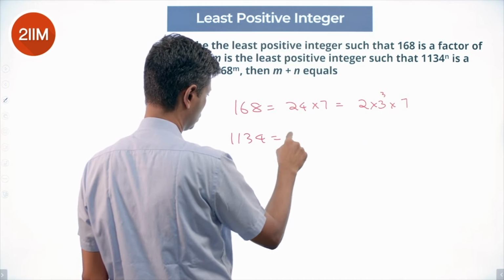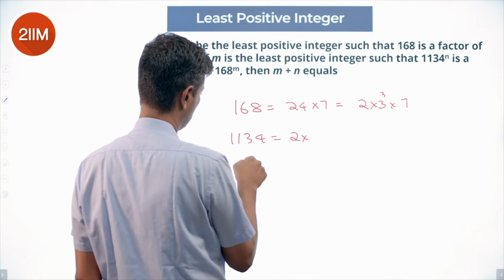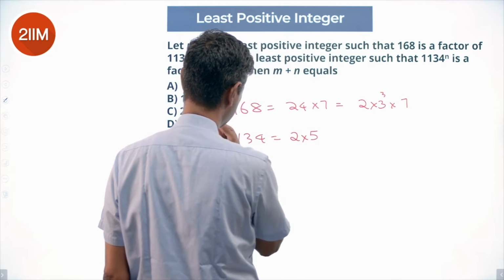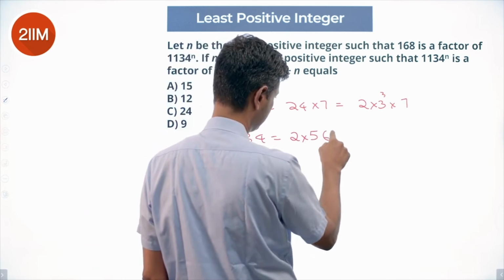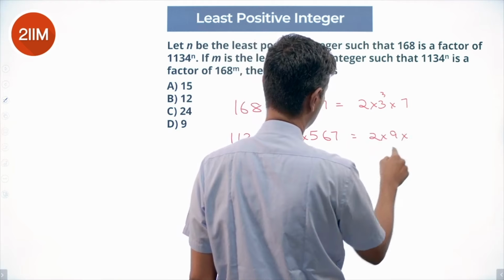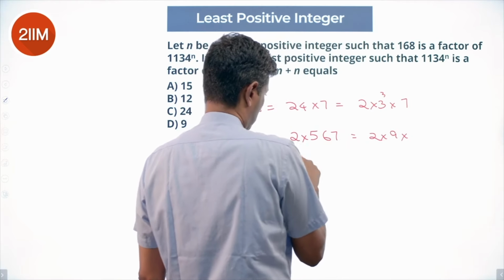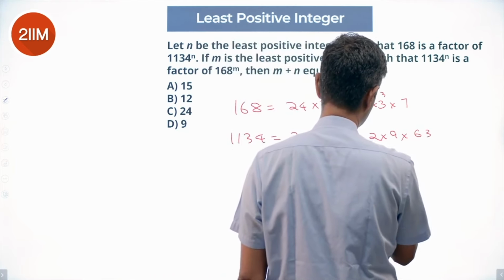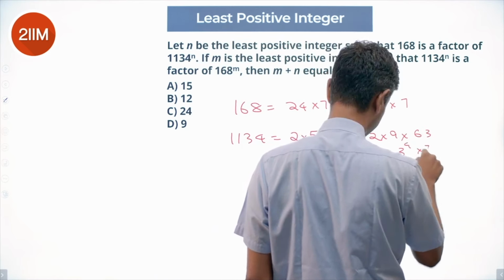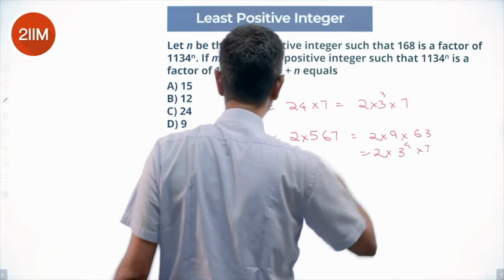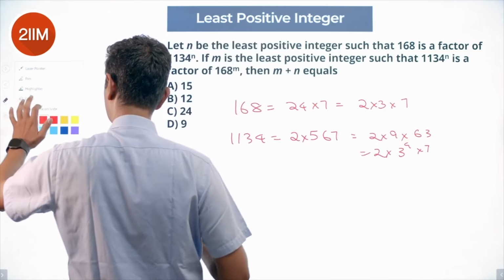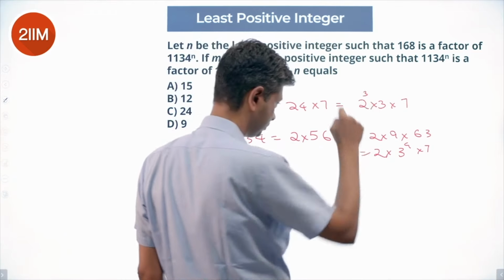1134 is 2 into 567, which is a multiple of 9. So 2 into 9 into 63, which is 2 into 9 into 9 into 7, that is 3 power 4 into 7. I've written this as 2 into 3 cube into 7, which is incorrect. I'm sure you guys have spotted it already. It's 2 cube into 3 into 7.